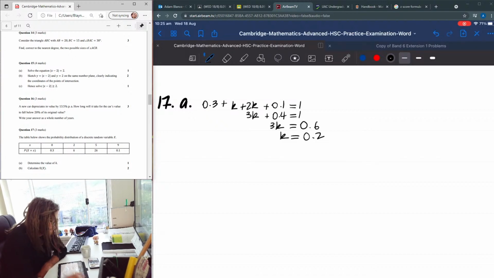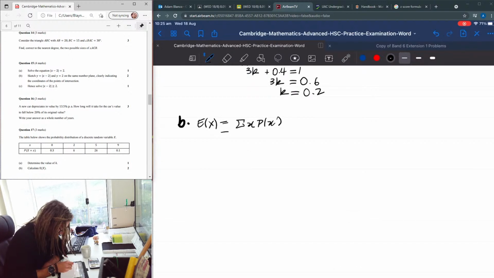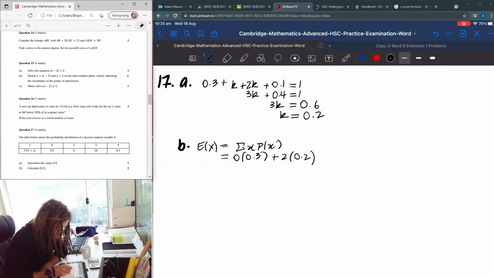Calculate E(X). Okay, well, E(X), and this is on your reference sheet as well, is the sum of x times p(x), which means I just add each of the values in the table. So 0 times 0.3, plus 2 times k, which is 0.2, plus 5 times 2k, so 2 times 0.2, plus 9 times 0.1.